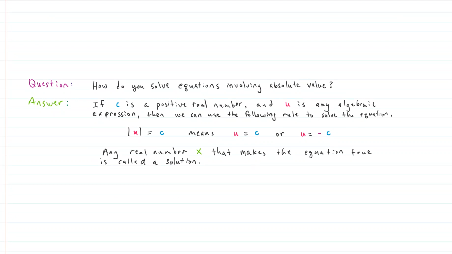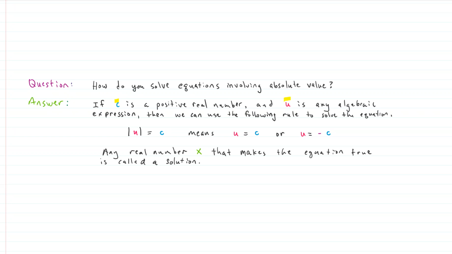How do you solve equations involving absolute value? They seem a little difficult, right? But the good thing is they're really not. So if you have an absolute value in your equation, then you can isolate the term that has the absolute value, and then you can use this rule that I'm going to discuss right now. So if C is any positive real number, and U is any algebraic expression, and it will probably involve a variable like x, then we can use the following rule to solve the equation.